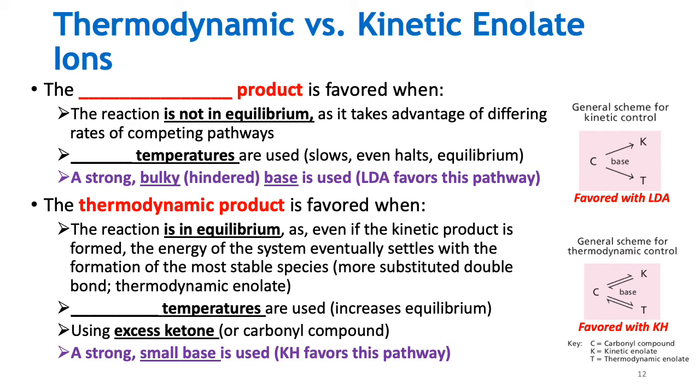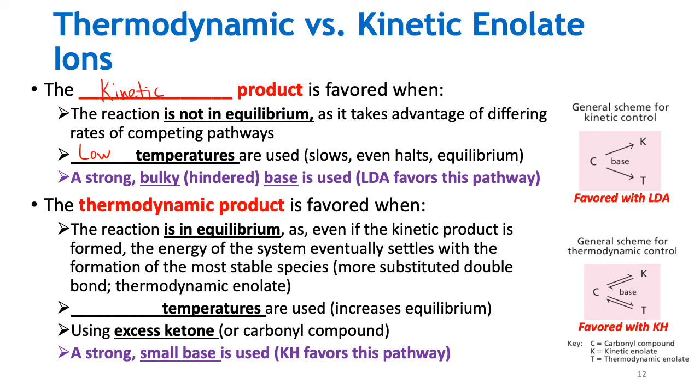So here's a slide for you. The kinetic product is favored when the reaction is not in equilibrium, as it takes advantage of the different rates of competing pathways. So it can't be in equilibrium to be the kinetic control product. That's why oftentimes you'll see this reaction done at low temperatures. It's very cold, -78. It's slow. It even halts the equilibrium.